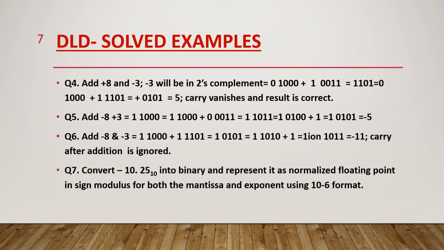Similarly, question 5, we add minus 8 plus 3. So if you see, minus 8 is basically 1 for minus, and 1, 0, 0, 0. Now if you take the 2's complement of minus 8, it will be the same as that of the magnitude. So 1 is the sign, and then 1, 0, 0, 0, plus 3, where the first 0 is for the sign, 0, 0, 1, 1, and when you add them up, it will come out to be 1 for the negative sign, and 1, 0, 1, 1.